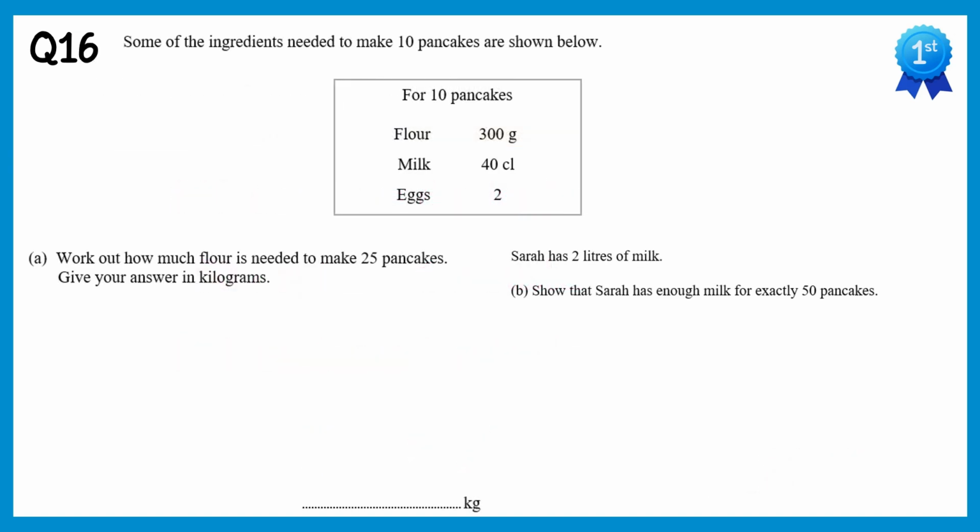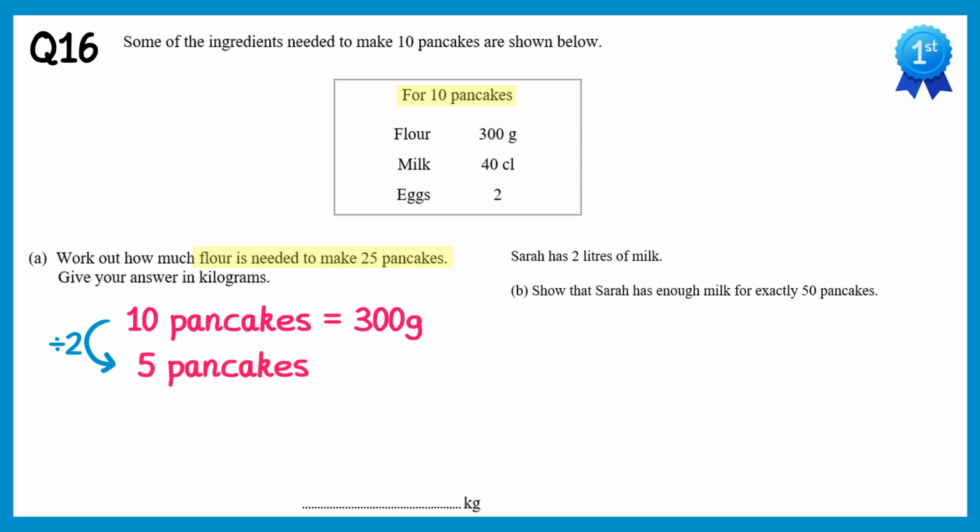In this question, we're given a recipe for 10 pancakes, and we need to work out how much flour we need for 25 pancakes. So if we look at the flour we need for 10 pancakes, that's 300 grams in the question, so 10 pancakes requires 300 grams. If we divide both of these by 2, then we find out how much we need for 5 pancakes. 300 divided by 2 is 150 grams.